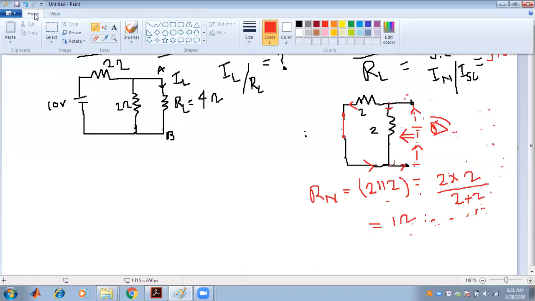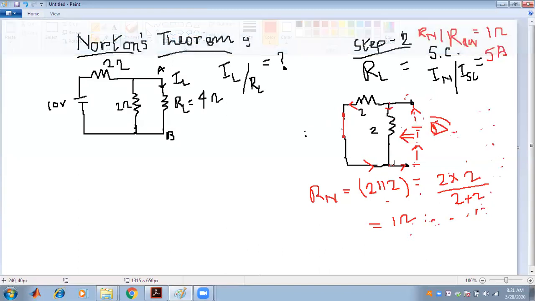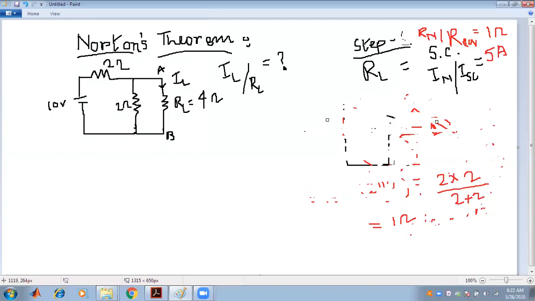So now we will approach the third step. Step 3 suggests that we have to connect the In and the R equivalent, Rn, in parallel.